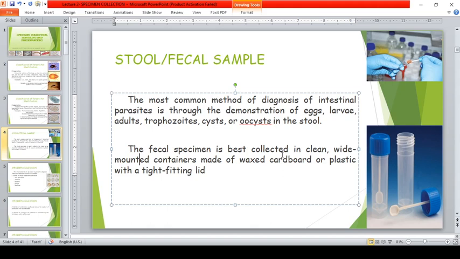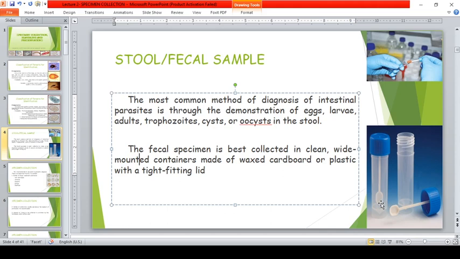However, we do not use that anymore because we have this, even if it's not a wide-mouthed container, as long as it has the spoon. Kasi, yun lang yung kukunin mo. So, pea-size sample of stool only. Hindi kagaya kapag sobrang laki yung ibibigay mong container, dun na sila mismo tatae. So, punong-puno na yon.